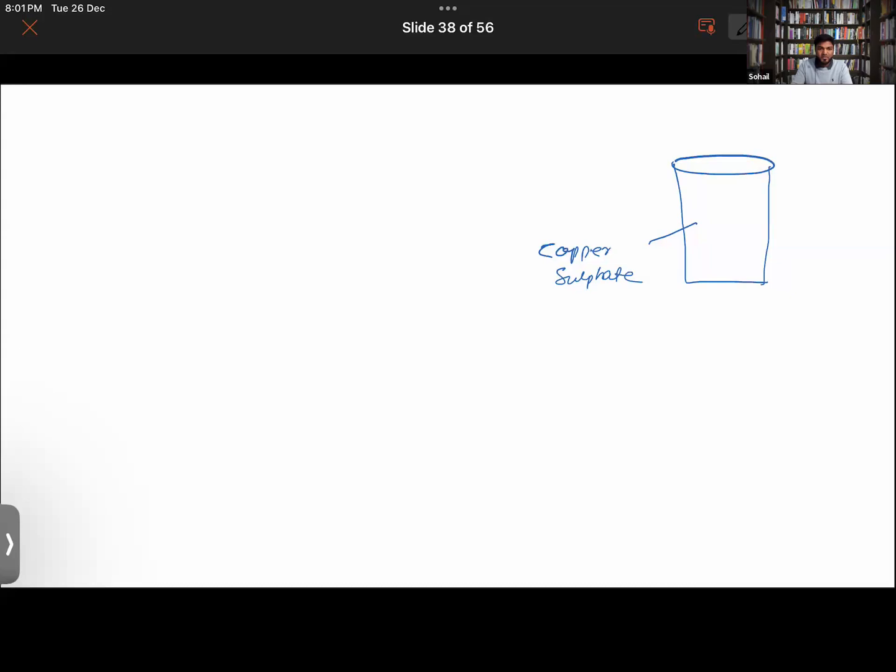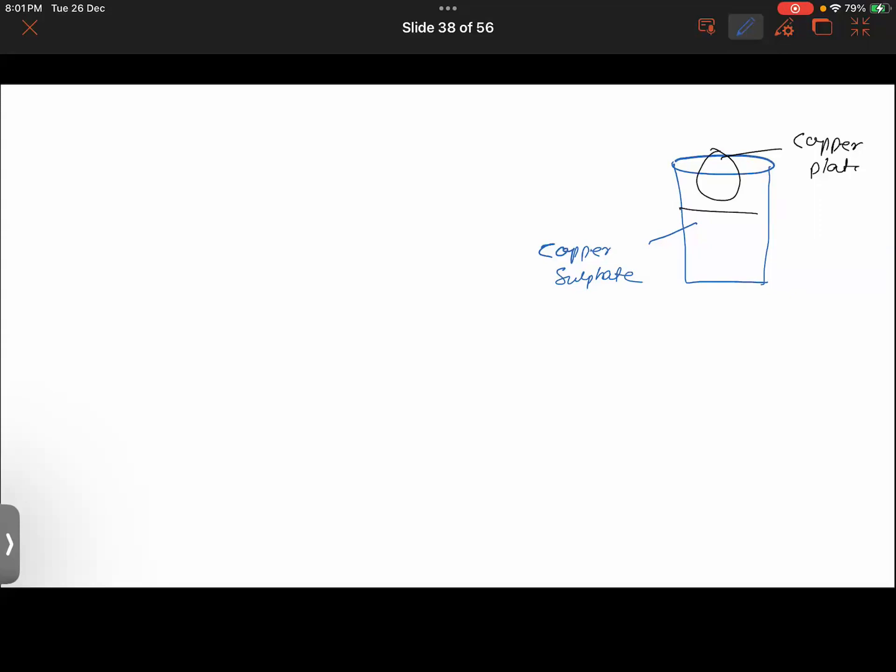So let's say I have taken a copper plate. And we will have to take an iron sulfate solution here. We have taken iron sulfate solution. Iron sulfate solution is basically what? It is an acid. Okay. Yes, sir. So look here.